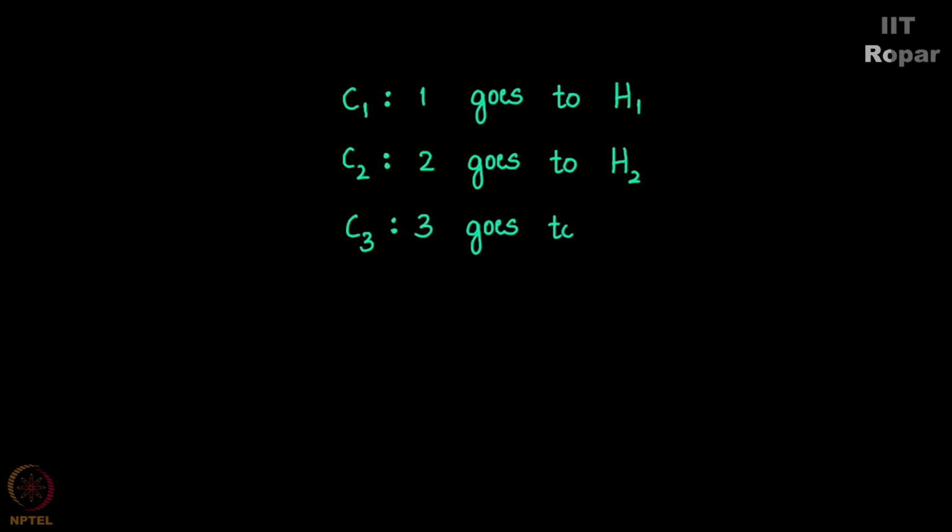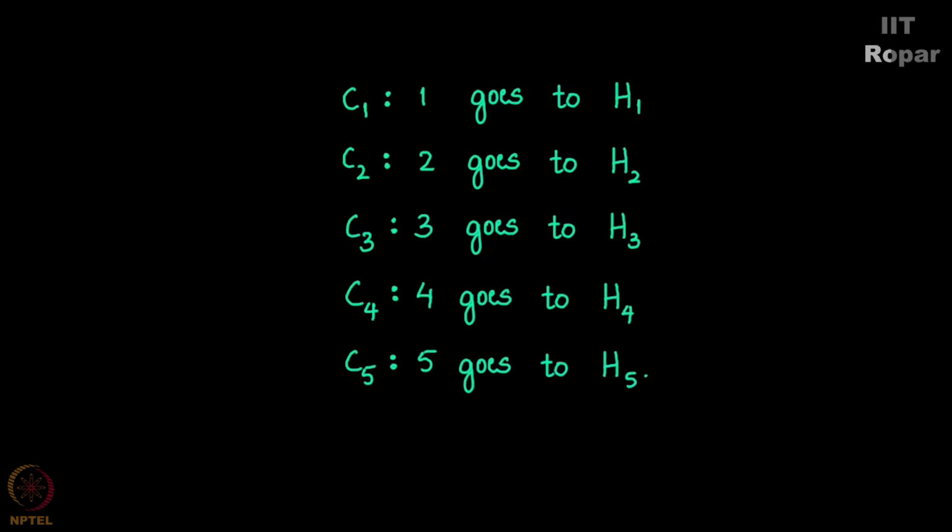Let me write condition C1 as 1 going to his house H1, condition C2 being 2 going to H2, and C3 would be 3 going to H3. Condition C4 would be 4 going to H4. Condition C5 would be 5 going to H5. So these are the conditions given to us, right? We have formulated them. Now let us proceed further and find out what is N of C1.